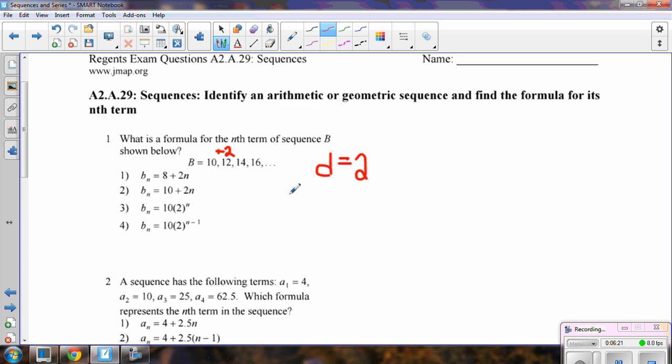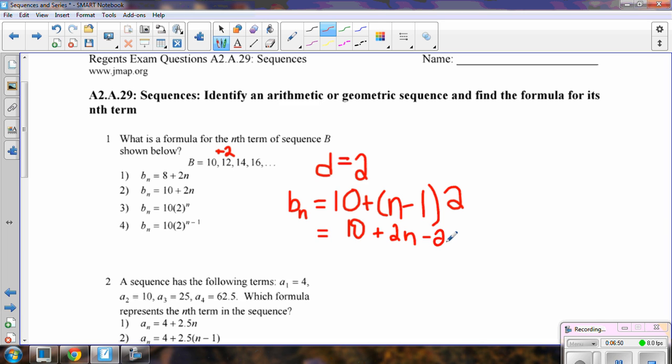And our formula then is going to be B sub n, using the letter of the problem, equals A1, or B1 in this case, which is 10, plus n minus 1, times our common difference, which is 2. And then we just have to do some simplification, which would be 10, and then doing the distributive property, we have 2n minus 2. So far, that still doesn't look like anything. So if we combine like terms, we get 8 plus 2n, which is our very first choice.